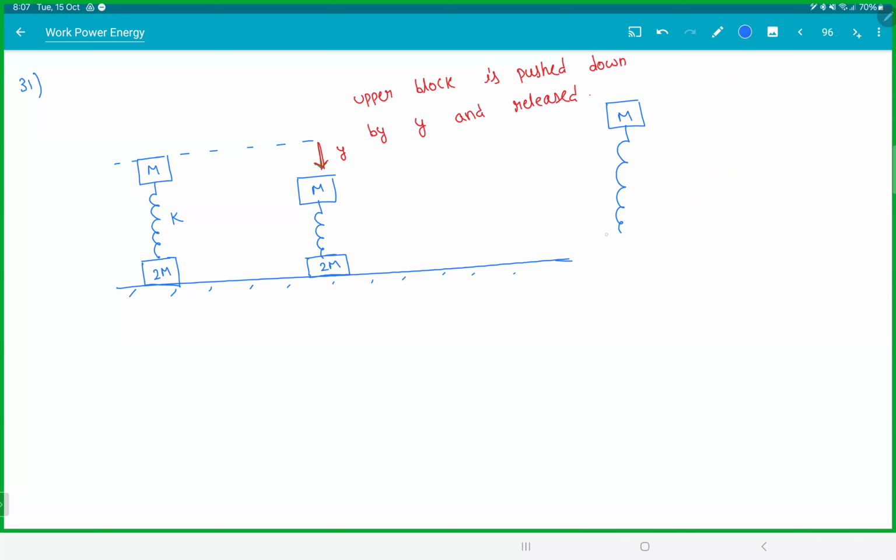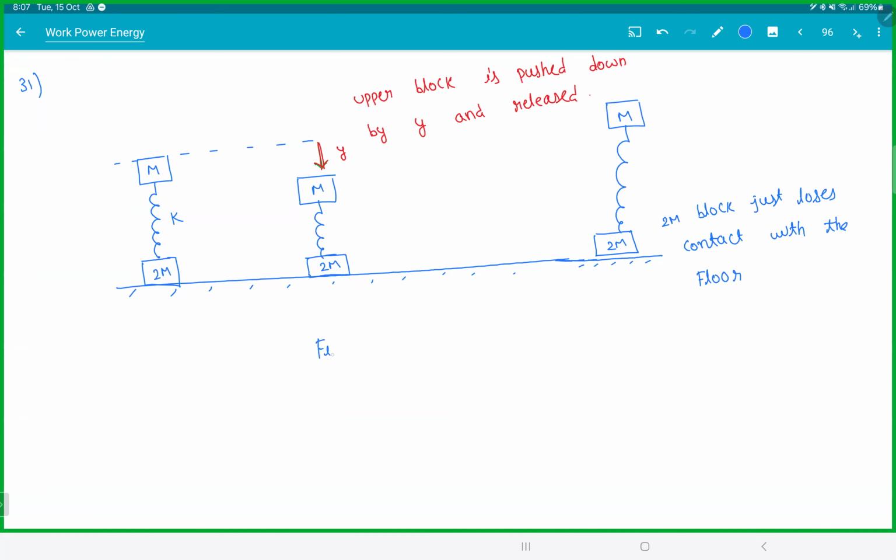And in this process, the 2m block just lifts off the ground. The 2m block just loses contact. The normal reaction becomes zero at that instant, for a moment, just losing contact with the floor. Are you able to visualize how it looks? When you push the block down and leave it, because this m is going up, in this process it will pull the 2m also up. So there was a possibility that 2m just lifted off the ground.